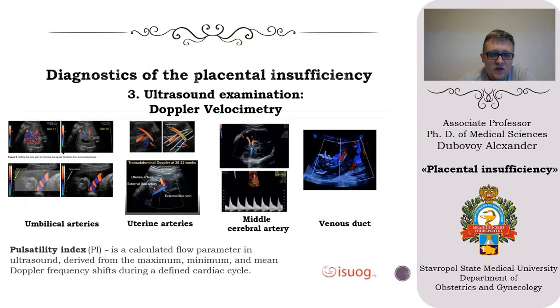Another parameter that will tell us about the possible presence of placenta insufficiency is an ultrasound Doppler study of the uteroplacental blood flow. One of the important parameters is the pulsatility index, calculated from parameters in ultrasound derived from the maximum, minimum, and mean Doppler frequency shifts during a defined cardiac cycle. We study blood flow in the umbilical arteries, uterine arteries, middle cerebral artery, and ductus venosus, venous duct.